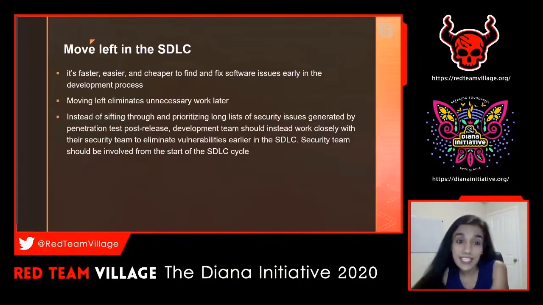Interestingly, there are many studies that show it's faster, easier, and cheaper to find and fix secure software issues early in the development cycle when coders are actually writing their code, rather than waiting in the testing or the QA phase and in the production. Hopefully, we are not doing that in production, but yes, it's important to assess your application in the early stages of the SDLC cycle. Security should be baked into the process from the start. So we need to move left.